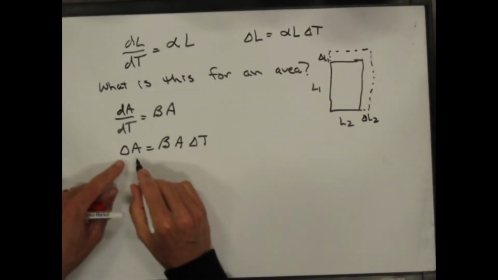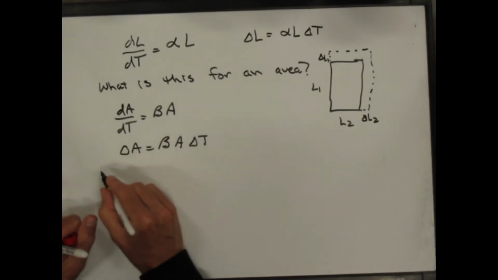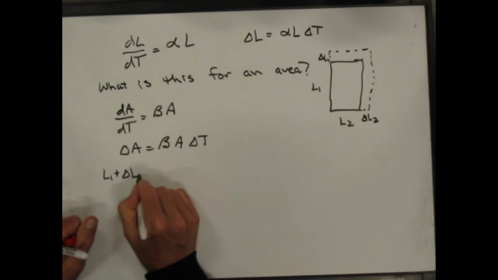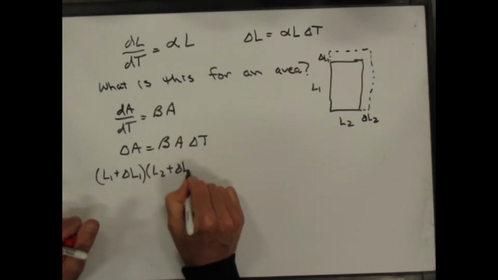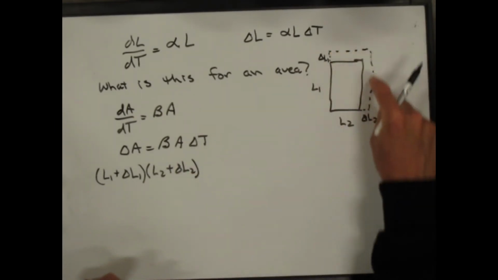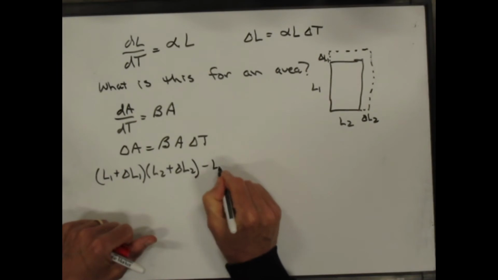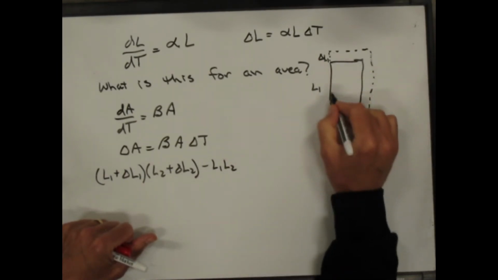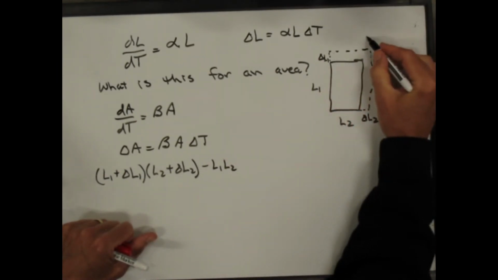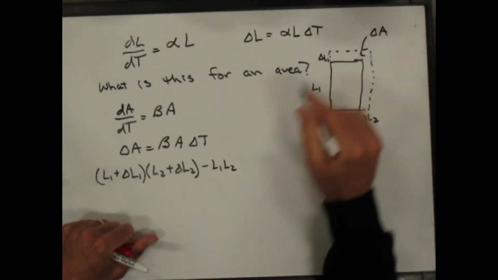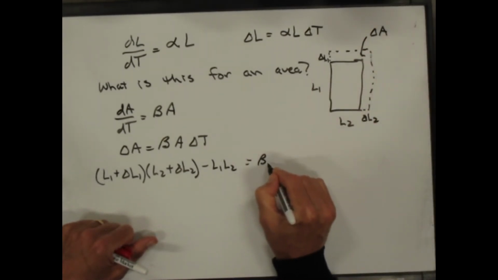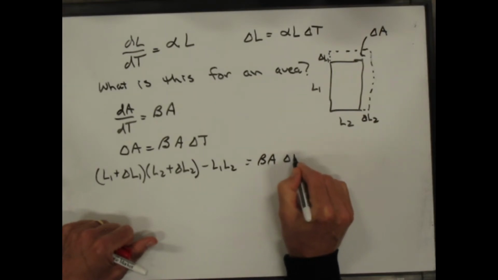And so delta area is just the area of the big rectangle over here. So it's L1 plus delta L1 times L2 plus delta L2. Right? That's the area of the big rectangle minus L1 L2, that's the little rectangle, right? The change in area, delta area, is the stuff that's trapped between the dotted lines and the solid rectangle. And that's equal to beta times the area times delta T.